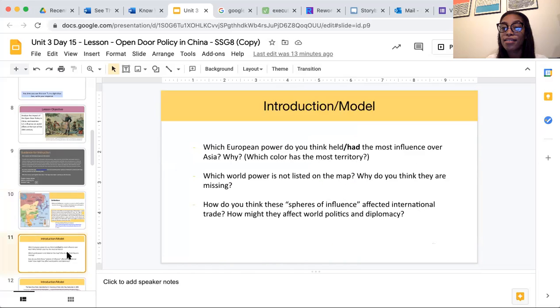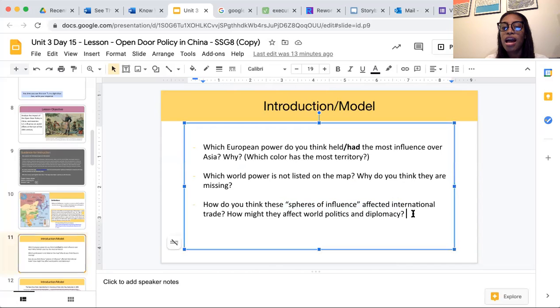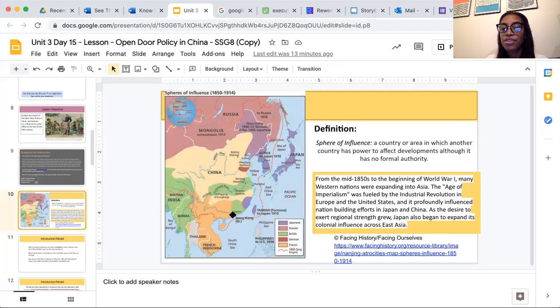Perhaps they weren't strong enough. Perhaps they're emerging as a world power. Sure. How do you think these spheres of influence affected international trade, and how might they affect world politics and diplomacy? You should know what this all means. So, let's do this question. How do you think these spheres of influence affected international trade? Can anyone just trade here in these ports? No, right? Only the people that control it, right? So that definitely means that places like the United States don't have access to China, right?